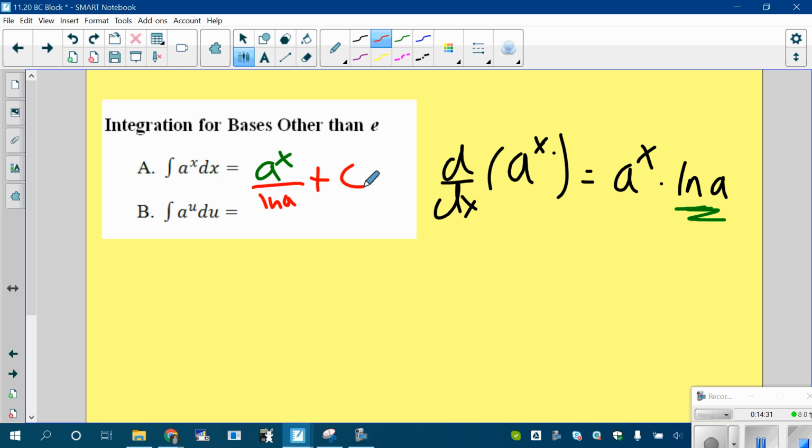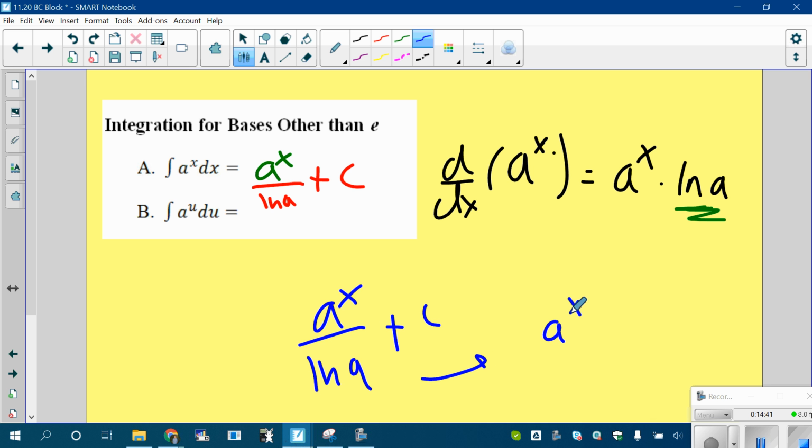Okay, I know it's a little confusing. Again, you can check that antiderivative rule by doing the derivative. What would the derivative of this be? Well, it'd be a to the x times ln of a, and then you have that ln of a, and then those would cancel, and the c would go away, and you get a to the x. You can always check your antiderivative rules by doing the derivative, don't forget.